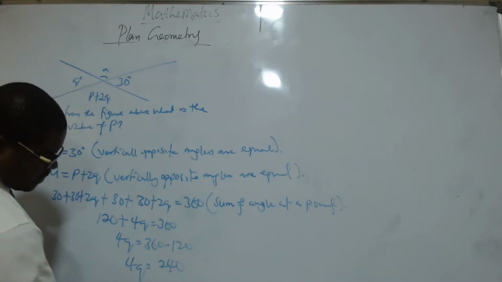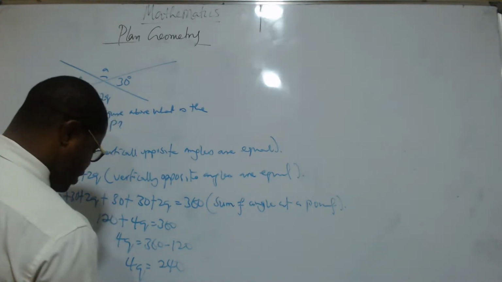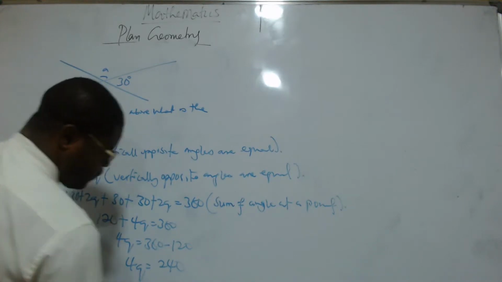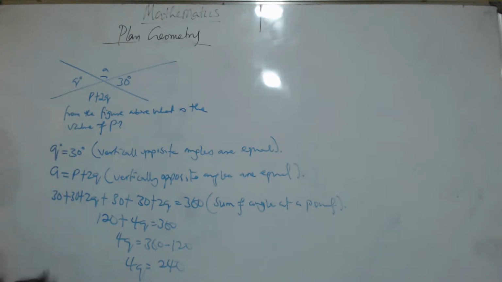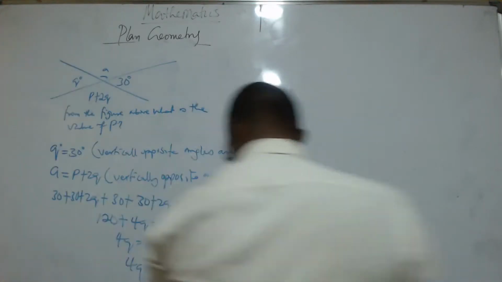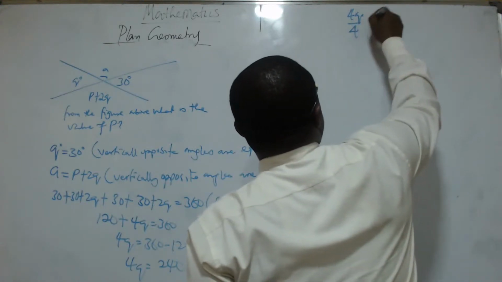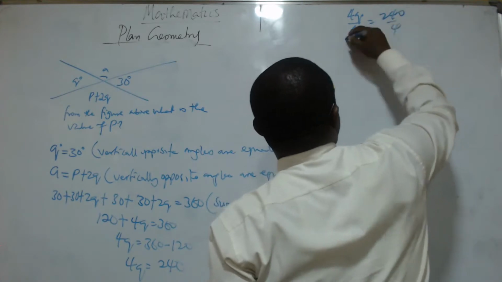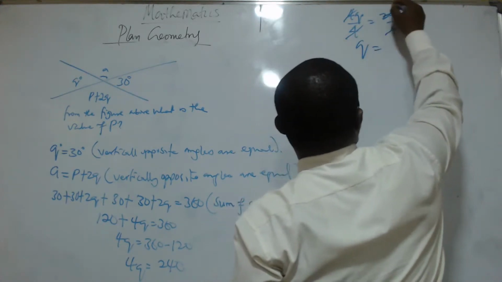So for Q, divide both sides by 4. So we're going to have 4Q divided by 4 equals 240 divided by 4. You have Q equals 60.